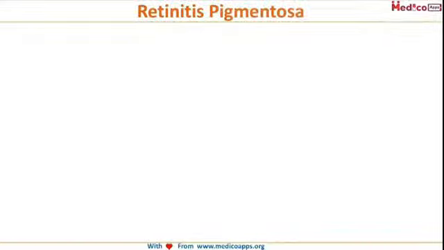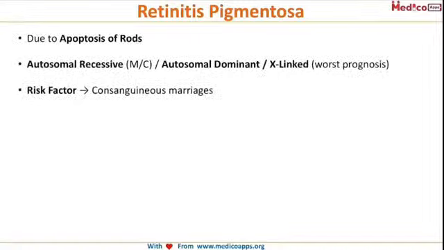Important disease, this is called retinitis pigmentosa. Please see, this is retinitis pigmentosa and it is due to a programmed cell death of the rods of the eye. Please remember, it's a disease of the rods and not the cones. This can be asked as a question, and it is due to the apoptosis of rods.